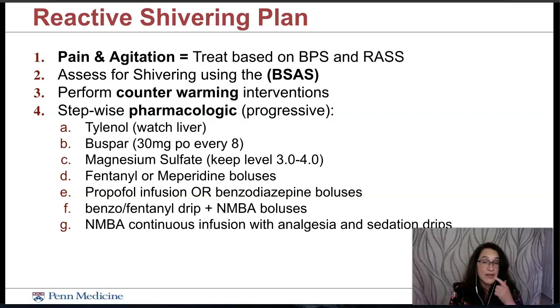We could start with a benzo bolus or maybe do a propofol infusion. If that's not working, then we can do a benzo drip or a fentanyl drip and then do paralysis boluses. If that's not working, then we can do, just like we started with the prophylactic plan, a neuromuscular blocker continuous infusion with those continuous infusion analgesics and sedation drips.